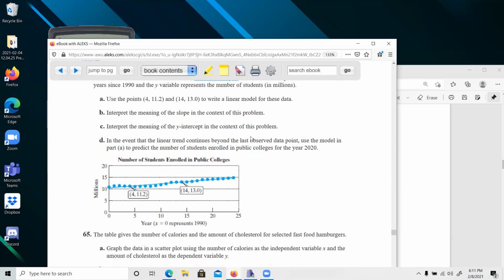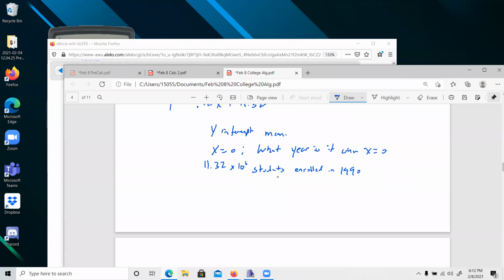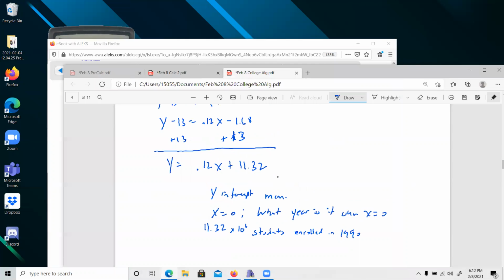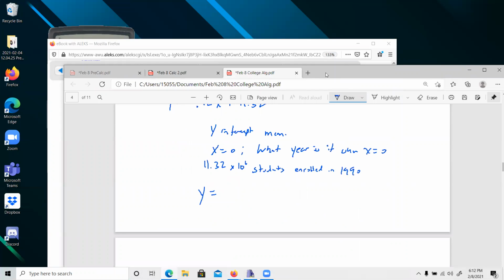But in the event that this trend continues beyond the last observed data point, I just got done telling you, it's like somebody's about to lie to you. Use the model to predict the number of students. This spans 25 years. Extending it 5 years is probably okay. I wouldn't want to extend it to the year 2050 or something. But extending it 5 years is probably all right. Predict the number of students in the year 2020. I guess we should assume, I don't know if they're not accounting for a pandemic. I have no idea.